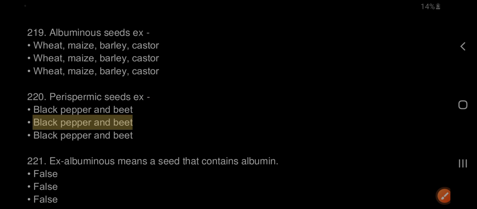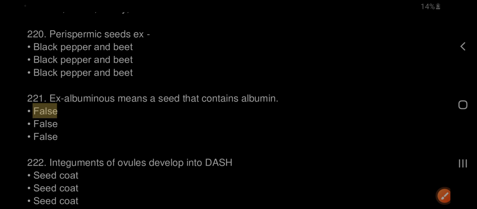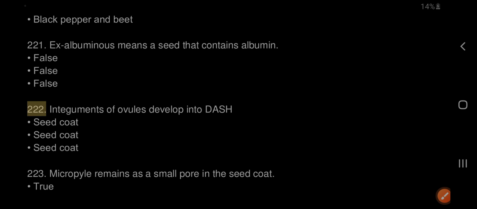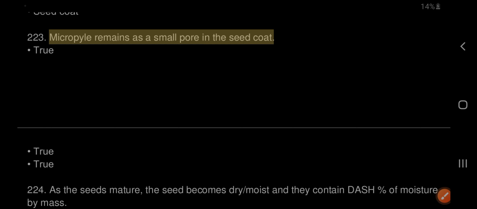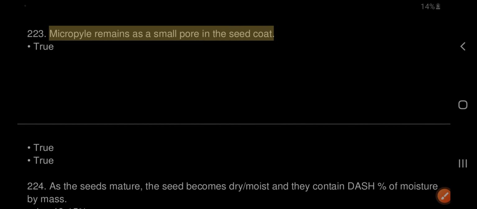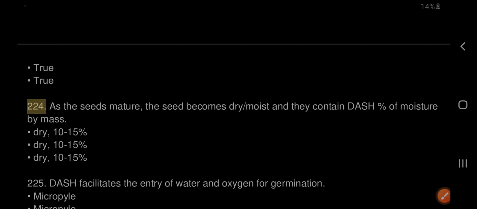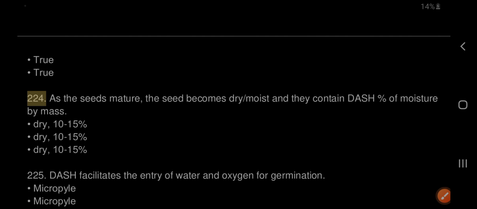221. Albuminous means a seed that contains albumin. False. 222. Integuments of ovules develop into seed coat. 223. Micropyle remains as a small pore in the seed coat. True. 224. As the seeds mature, the seed becomes dry, and they contain 10 to 15% of moisture by mass.